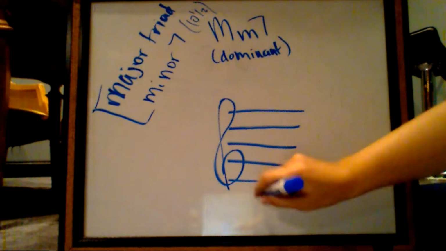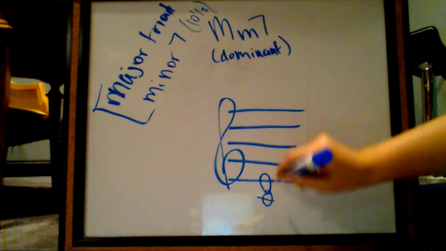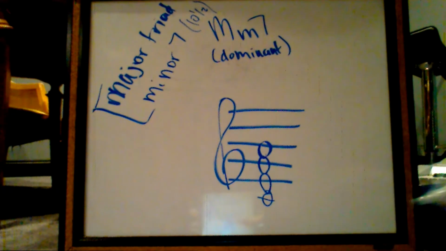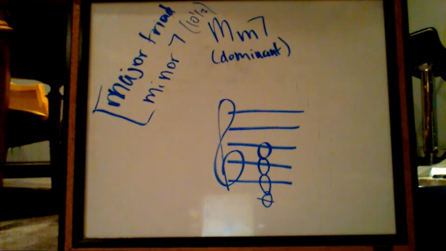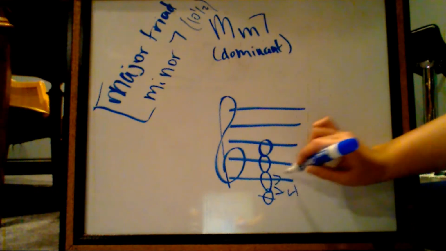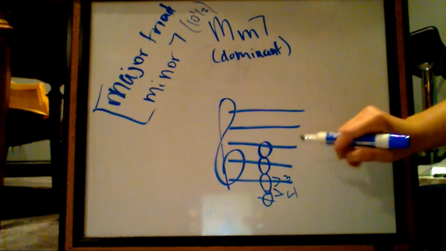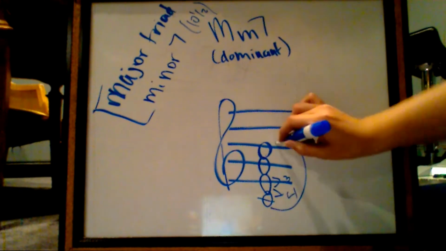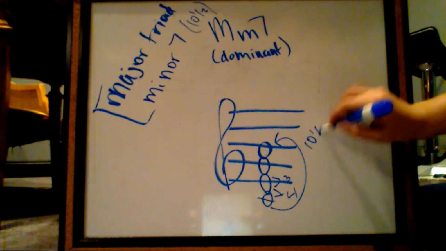So again, we're going to start on middle C, go here, here, here, here, line, line, line, line. And then we are going to go major here, 4, minor here, 3. And then from here to here, we should have 10 half steps.